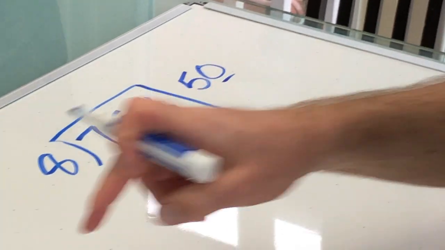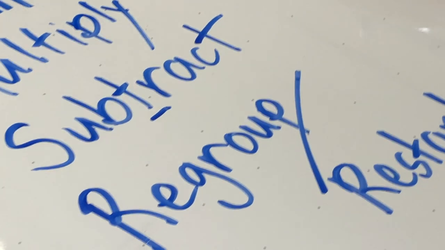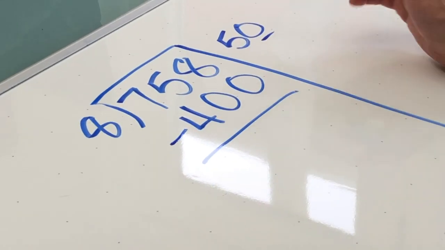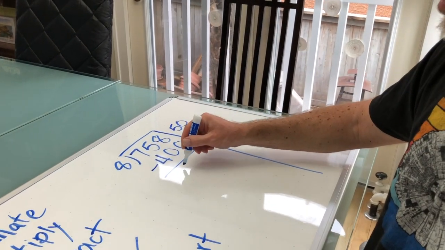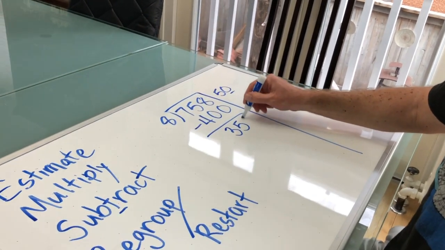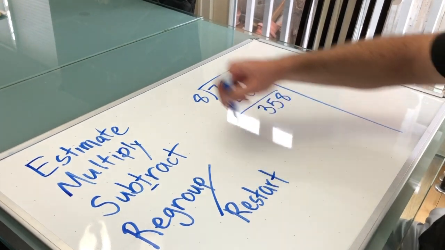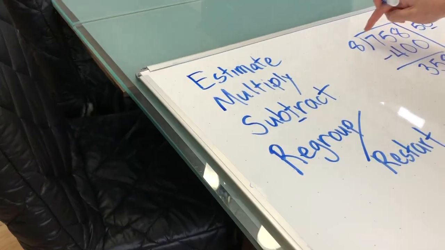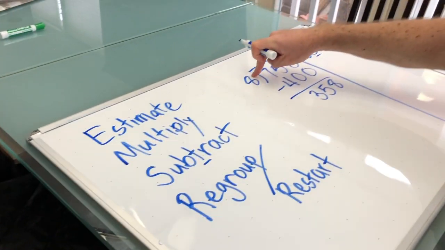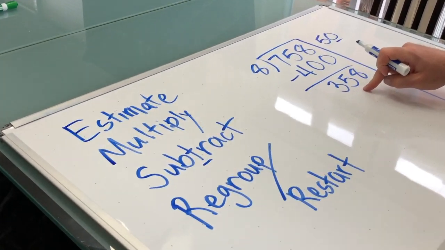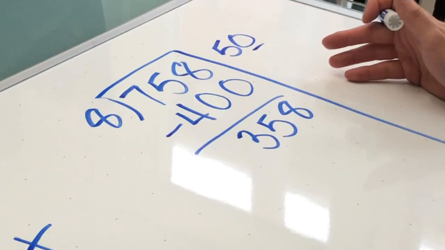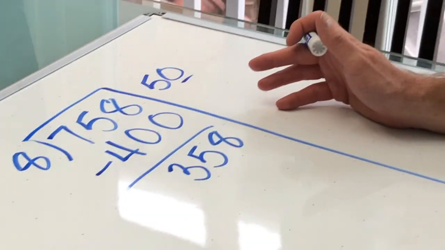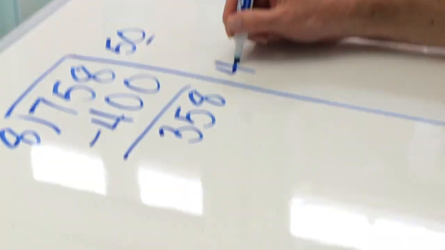Beauty. Next step is subtract. So a little bit bigger number subtraction, but you can all handle this. 758 take away 400. Well, that's 358. Okay, and then regroup, restart, go back to the top. So now we go back to the 8 and we go, okay, how many times does 8 go into 358? Well, I know it can't go 50 times, that's too much. Again, I know if I put it 10 times, that's not going to be enough. But I could probably go 40 times, right? That's just a little bit less than 50. So if I said 40, I'm going to write 40 over here.